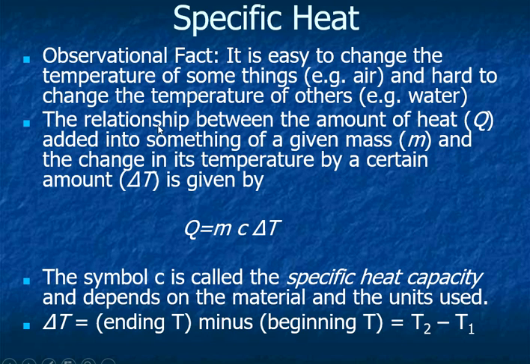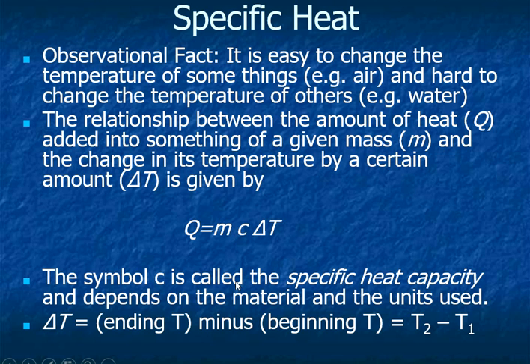Now the relationship between the amount of energy that you have to add to something and the change in its temperature by a certain amount is given by this equation: Q equals mc delta T. The Greek letter delta just means the change in something. That means it's going to go from one value to another, and we're going to need that in our calculations. Now we find out how much there is of something by measuring its mass, and that is the symbol m.